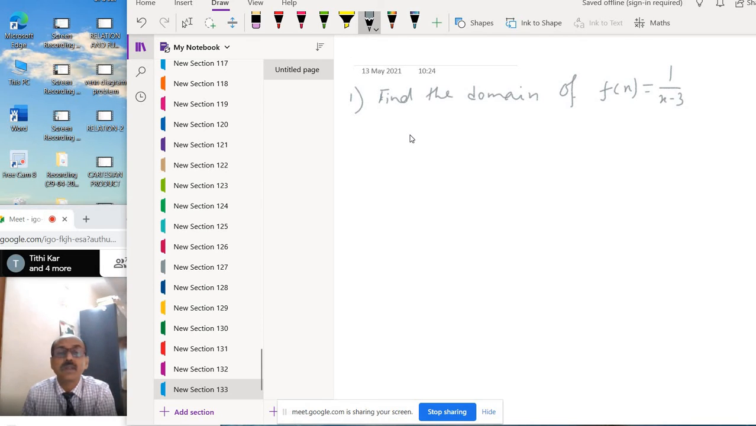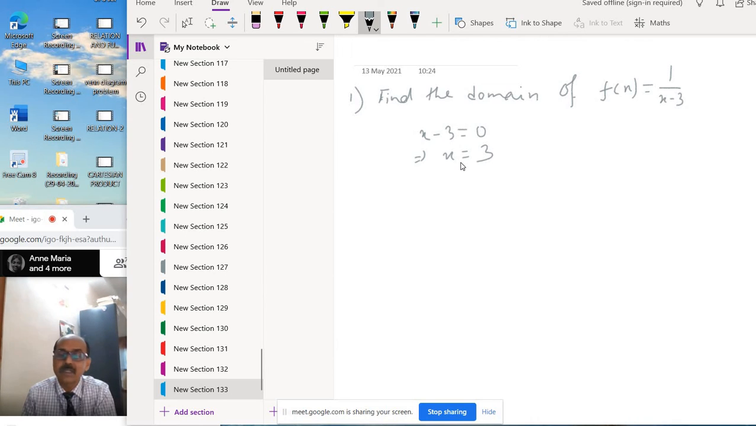Sir, for what value? When x minus 3 becomes 0. So x is 3. How is it coming? x minus 3 equal to 0, so x equal to 3. Whatever the denominator, you take the denominator equal to 0, then the x value will come. So x equal to 3.